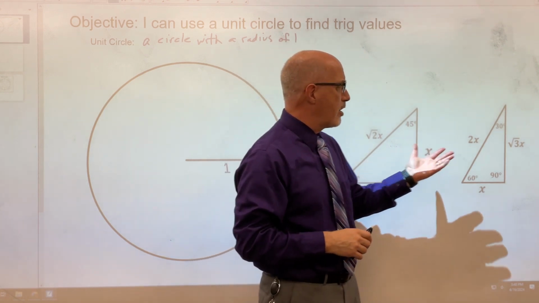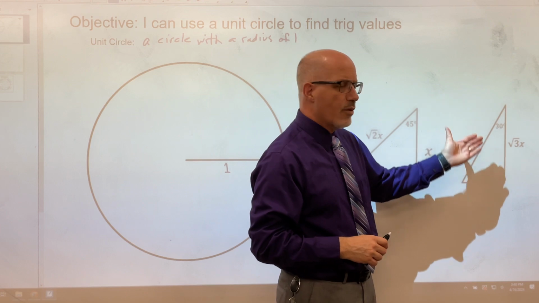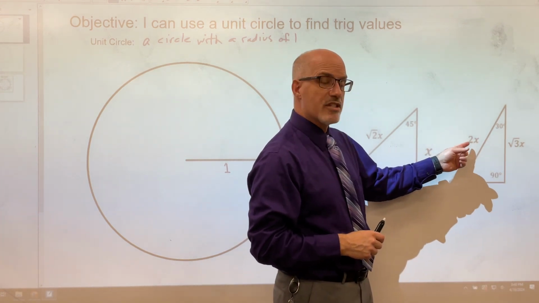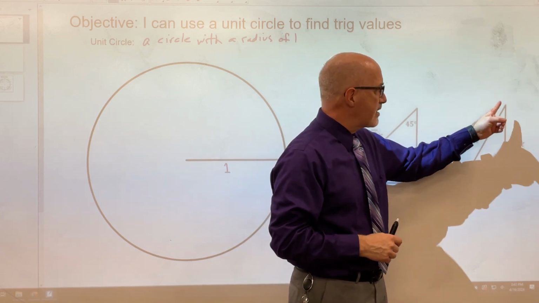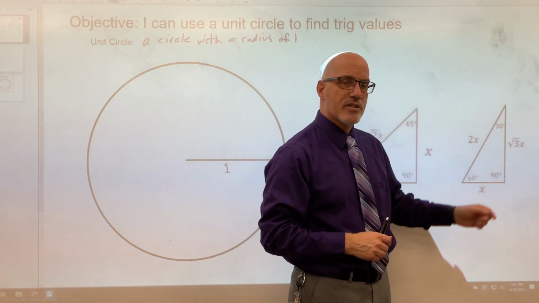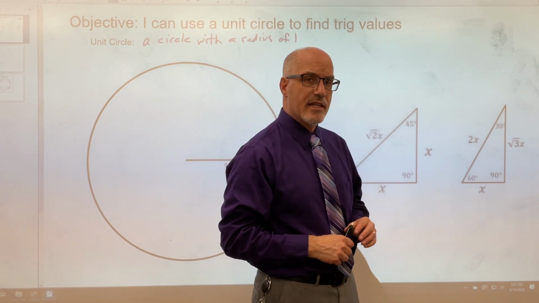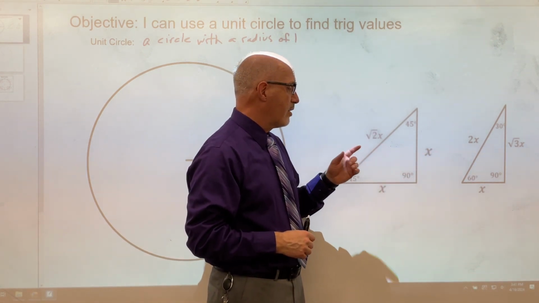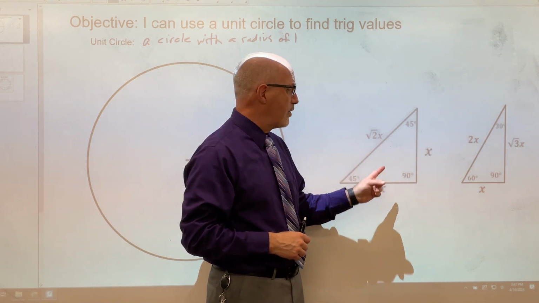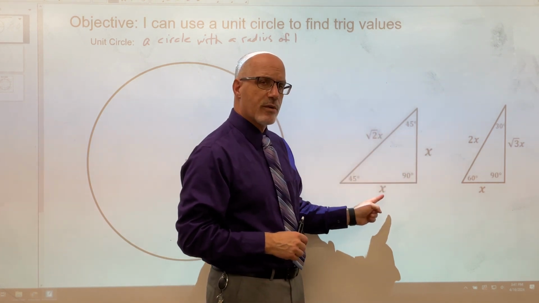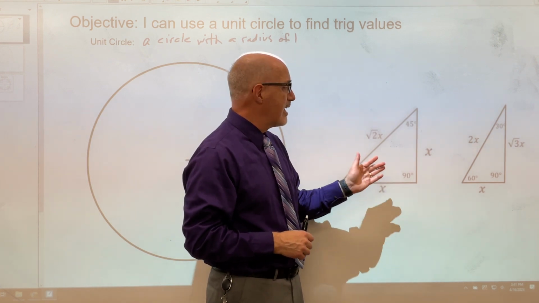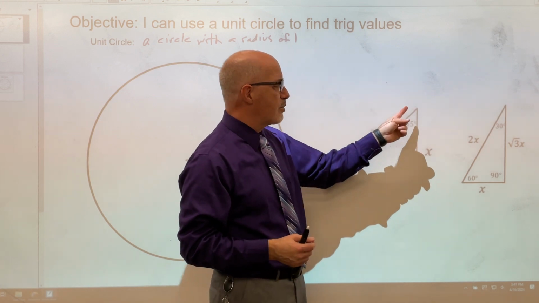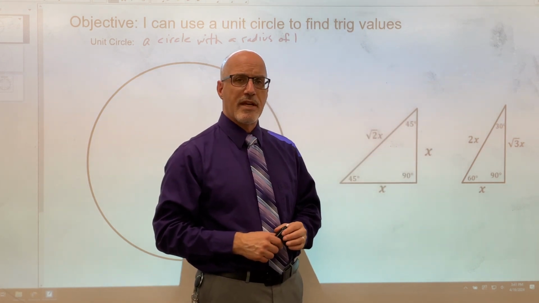If you recall in the 30, 60, 90, if you know the side opposite the 30-degree angle, then the hypotenuse is double that side, and the side opposite the 60-degree angle is the square root of 3 times that side. Now the 45, 45 degree triangle is isosceles, so if you know the side opposite the 45-degree angle, call that x, the other side would also be x, the same length, and then the hypotenuse would be the square root of 2 times that value.